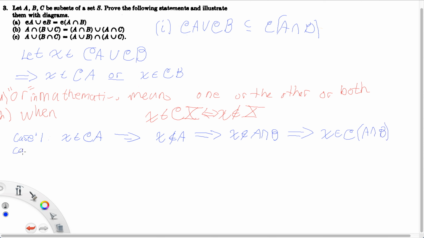And we're going to use the same reasoning for our case 2, which is, as you can imagine, x is in the complement of B. Again, that means that x is not in B. And then that means that x can't be in A intersect B, because in order for it to be in A intersect B, it has to be in both A and B. Since x is not in B, it can't possibly be in A intersect B. And since it's not in A intersect B, then it must be in the complement of A intersect B.